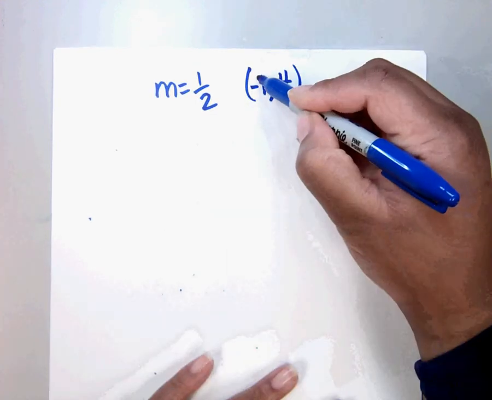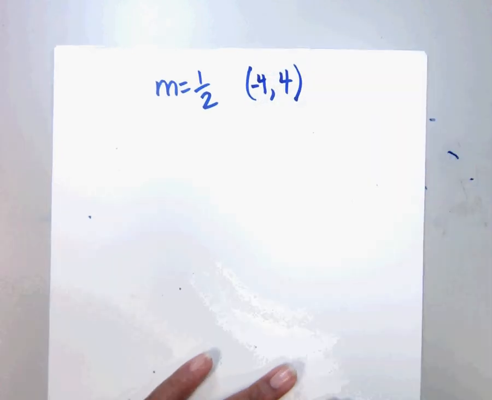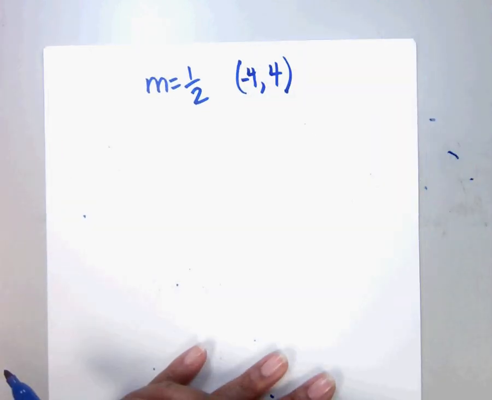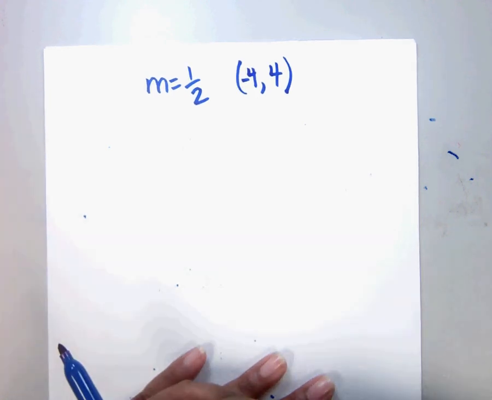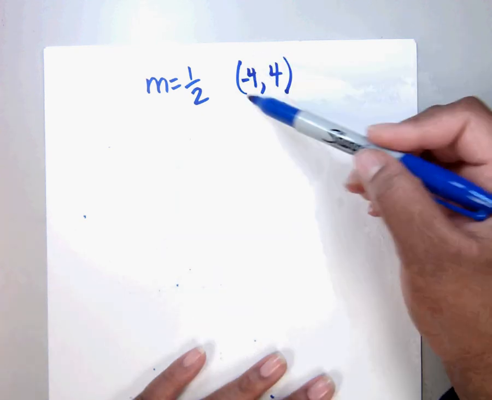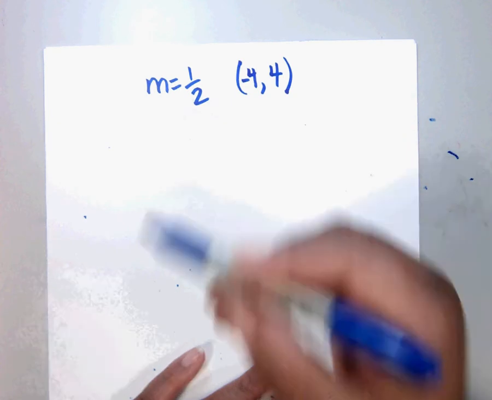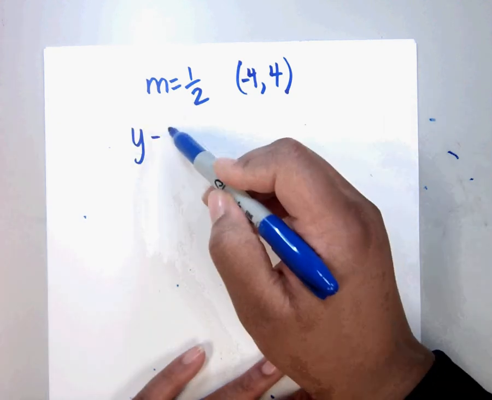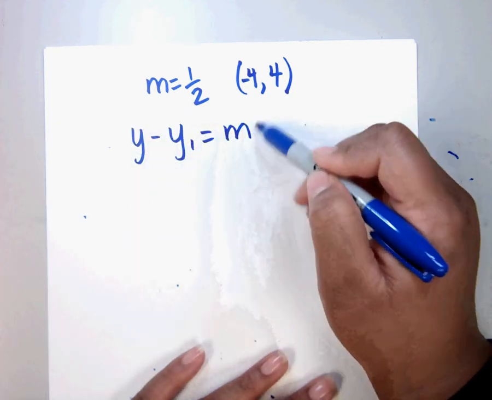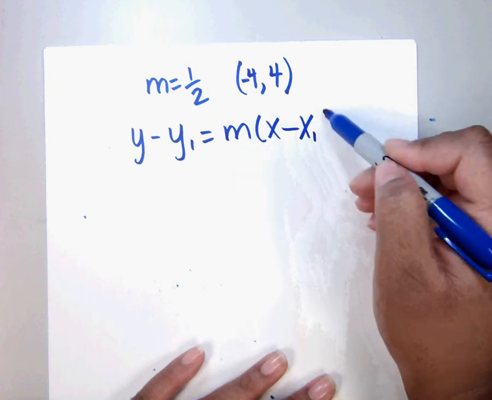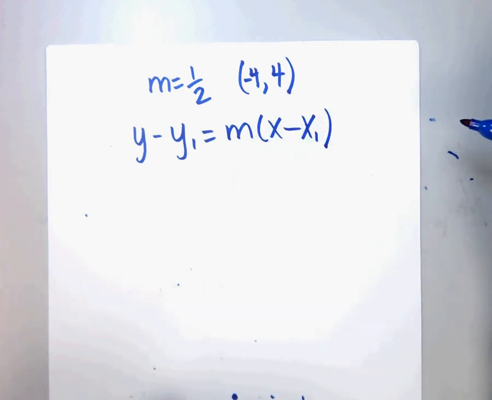Well, let's make that 4. Okay, here we go. I want you to write an equation of a line using the point slope formula that passes through this point with a slope of 1/2. So we first write down the point slope formula. And again, you will pause the video and work it out. So pause, no cheating.